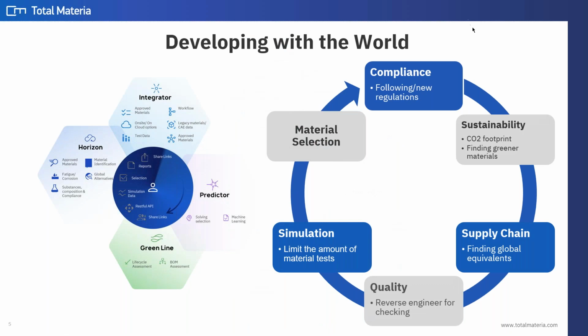In a developing world, everything is going faster. You have tough competitors, and all you need is to have Total Materia access. With that access, you can solve your compliance problems, sustainability, supply chain issues, quality, simulations, and lack of data issues. And the material selection process will go so much faster than before, and more securely. Of course, all these references that I mentioned at the beginning of the webinar prove that Total Materia helps. Really, all you need is to test it.